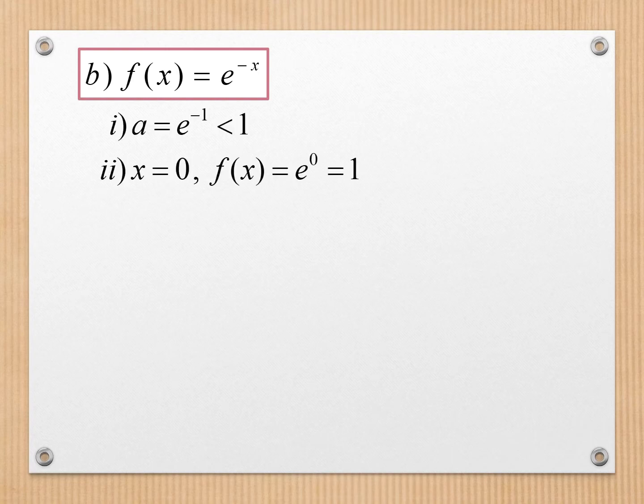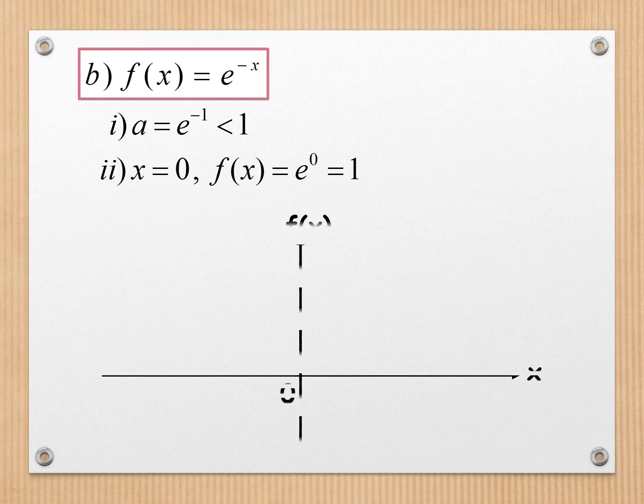Second one, we find the y-intercept by substituting x equals 0 into f(x). So then we get y equals 1. So the y-intercept is 1. We plot the y-intercept, y equals 1. Then when x is approaching positive infinity, it becomes e to the power negative infinity, which is f(x) approaching 0.